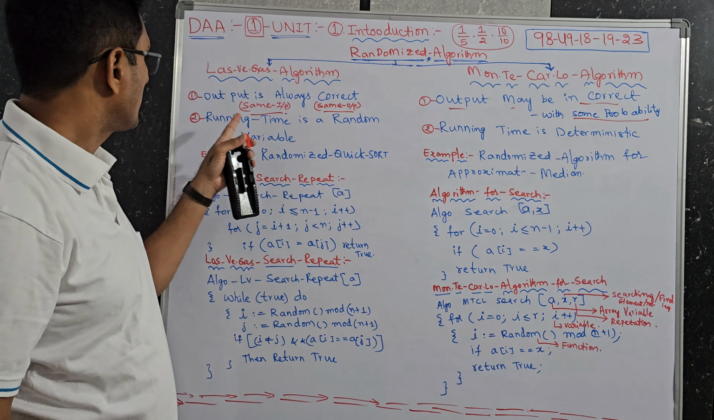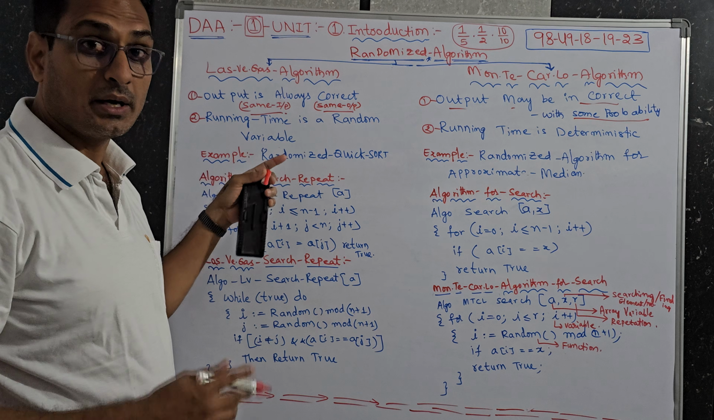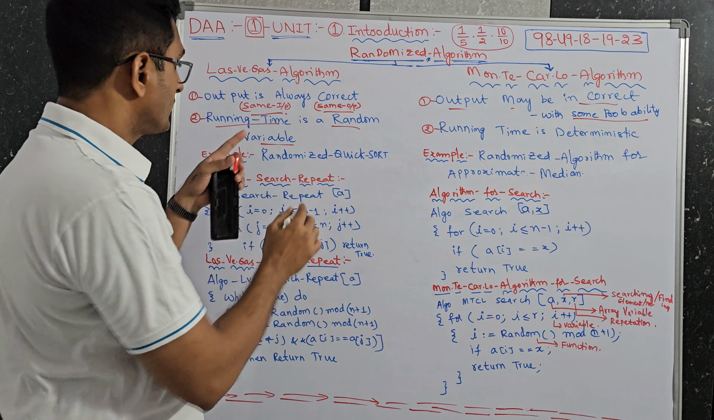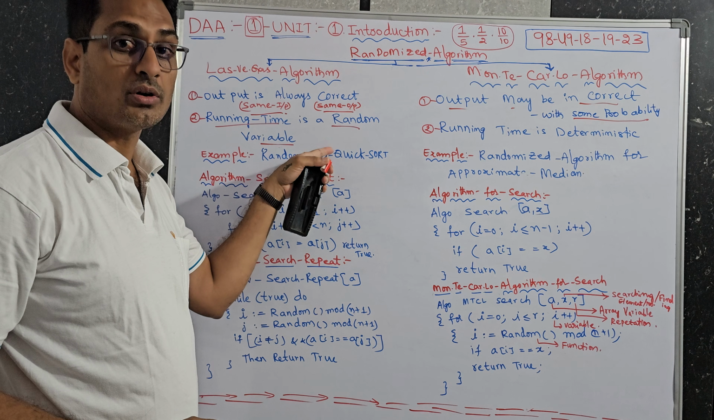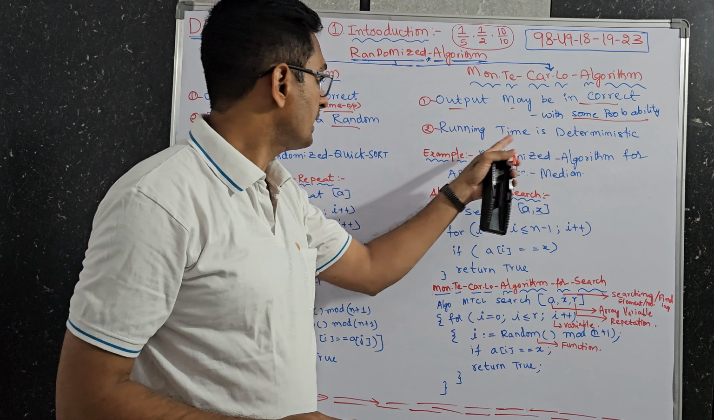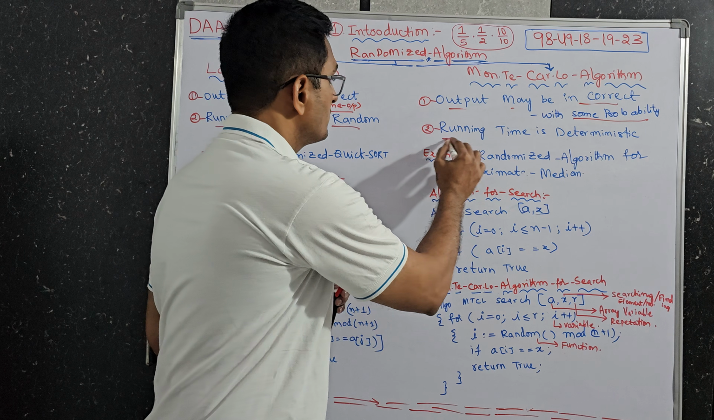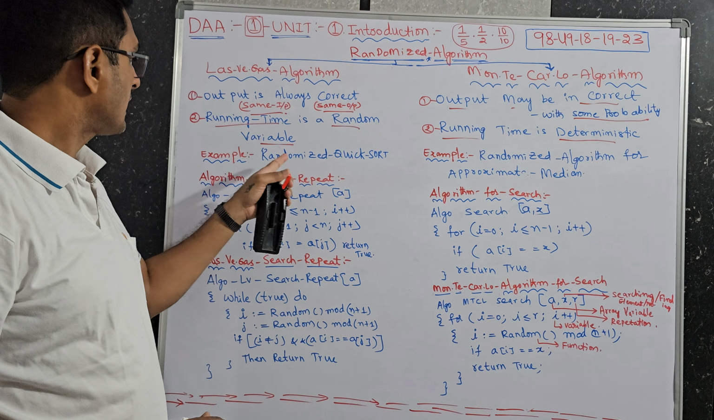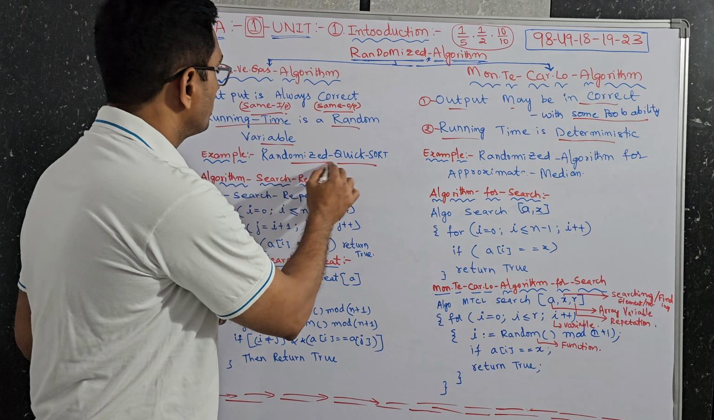Whereas here, the running time is a random variable. The running time changes according to the randomized inputs. See my previous video. Here the running time is deterministic, it is determined and defined. Here the example is randomized quicksort, which I told you about in my previous video.